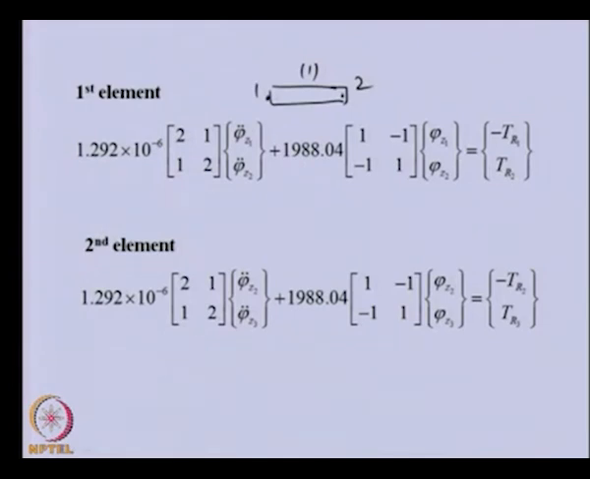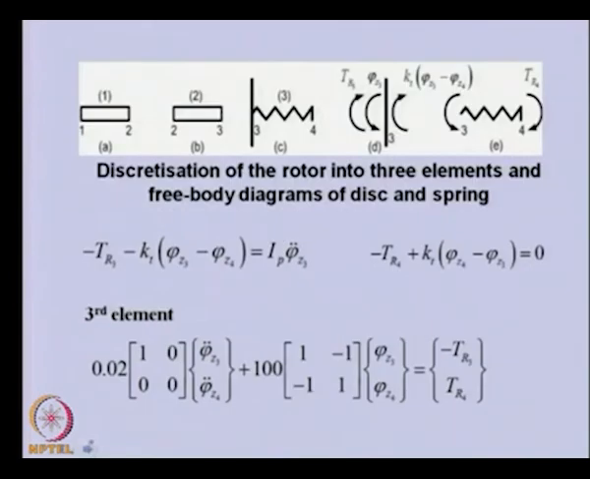Similarly, for the second element, which is identical to the first one in shape and size, only the node numbers are different. You can see here the remaining things are the same, only this particular field variable has subscripts 2 and 3, corresponding to the 2 and 3 nodes of element 2. And similarly, here we have the reaction torques TR2 and TR3. So, we have developed the elemental equation for element 1 and 2. Now, we will see how we can develop the equation for the third element. So, now we are concentrating on this to develop the elemental equation for this.